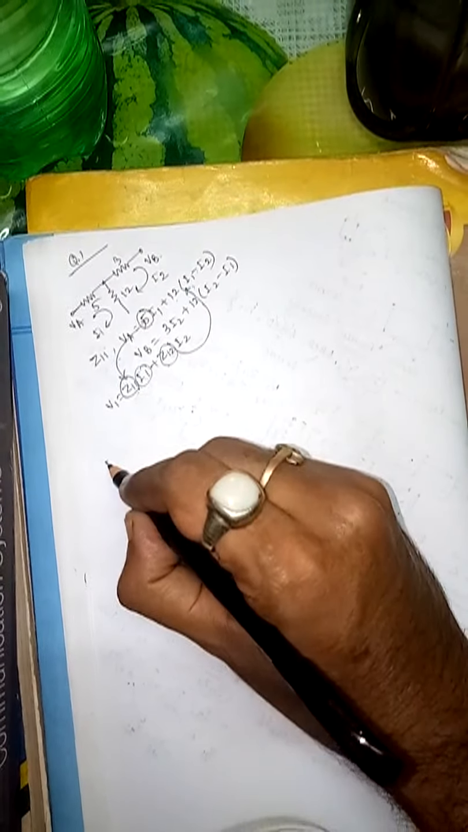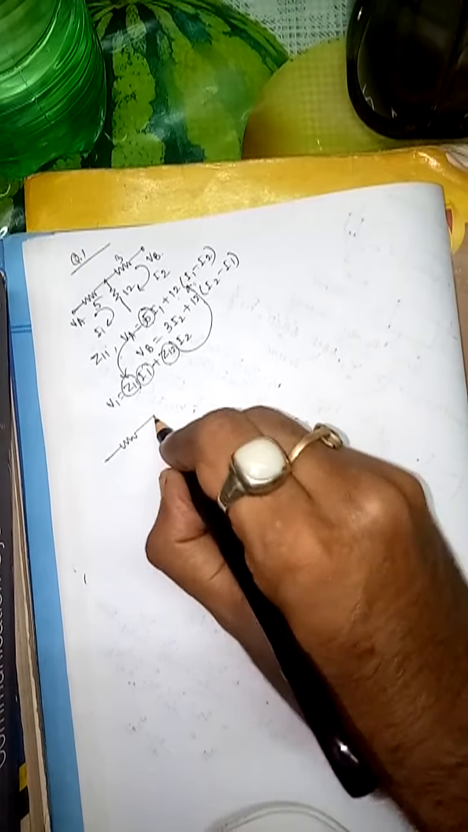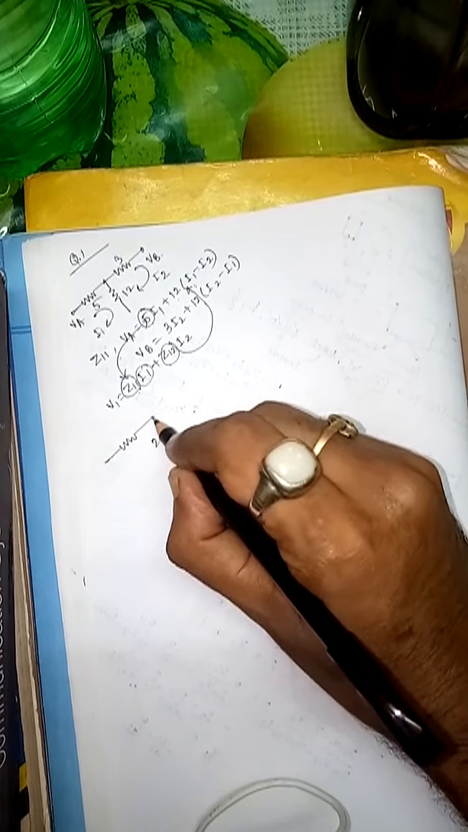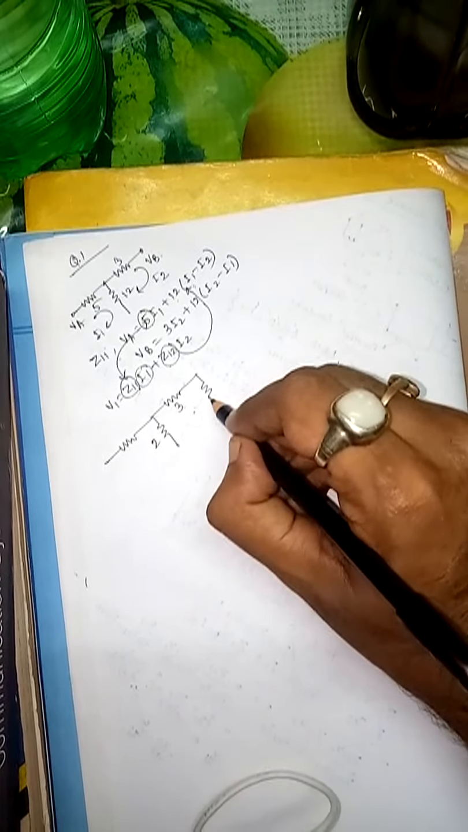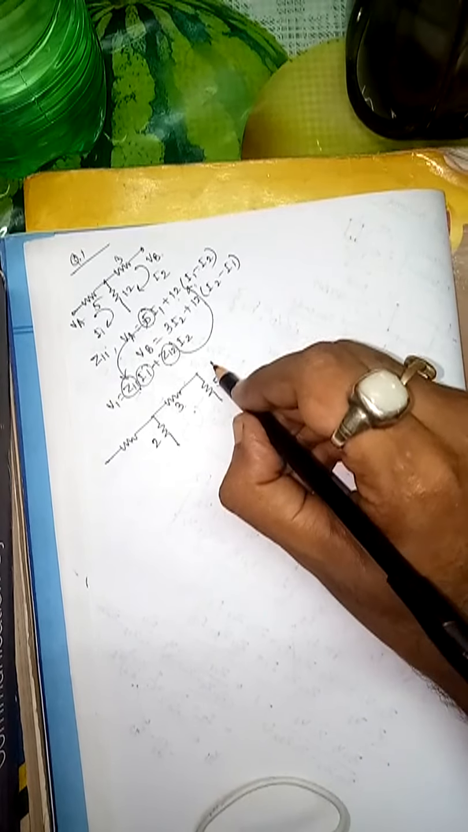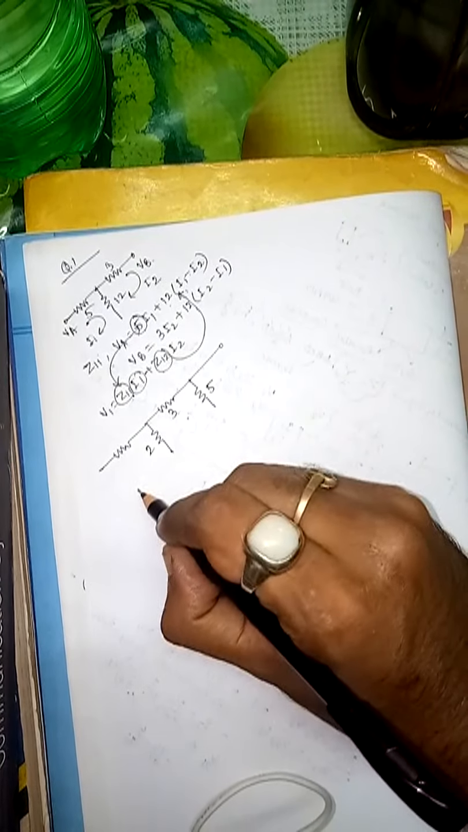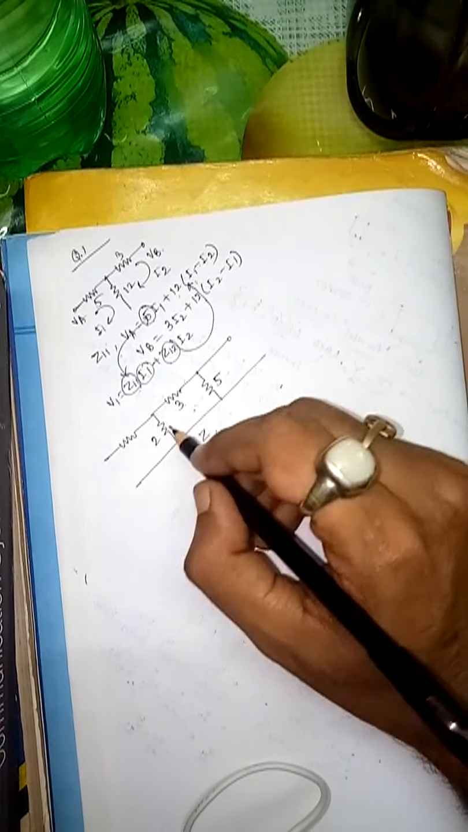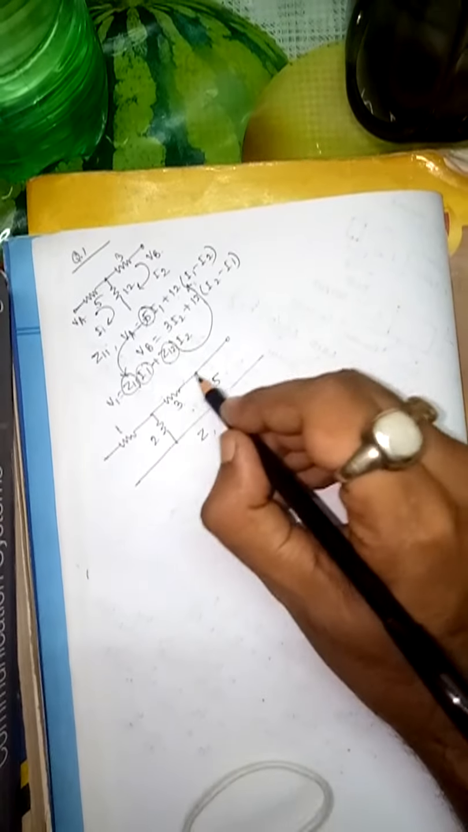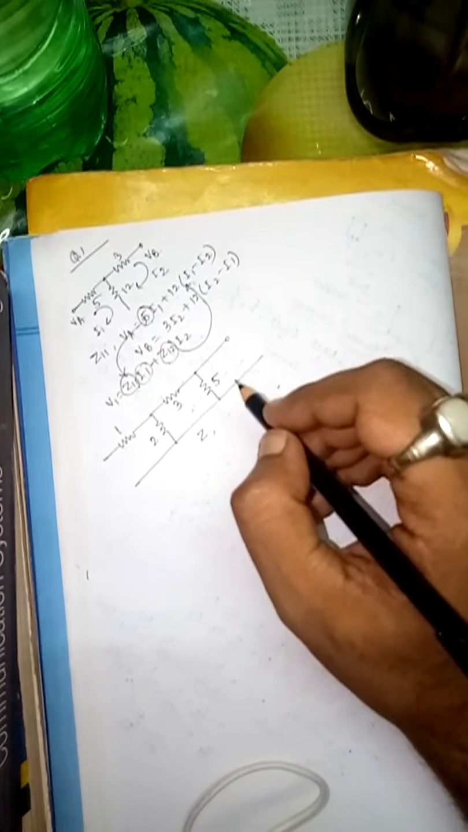Now we should jump to the next problem. One pi shaped network can be given, like we have that problem here. It is 1, it is 2, it is 3, it is 5, and this terminal is open. So you have to find out the Z parameters from this circuit. So it is 1 and that is 3. So how to do this?